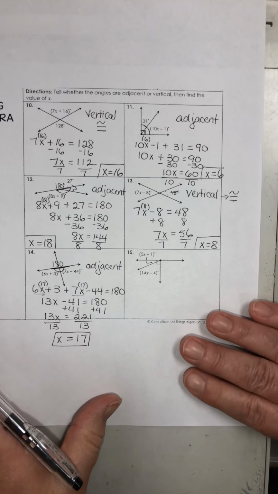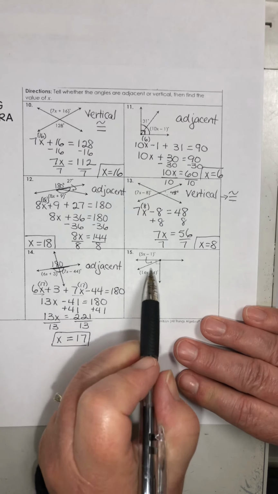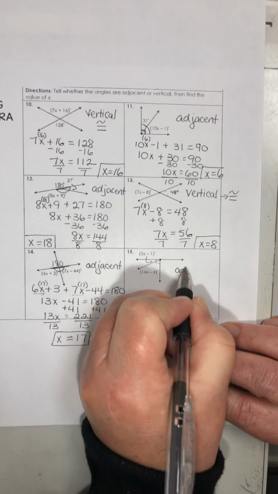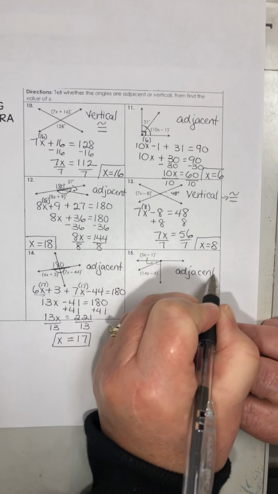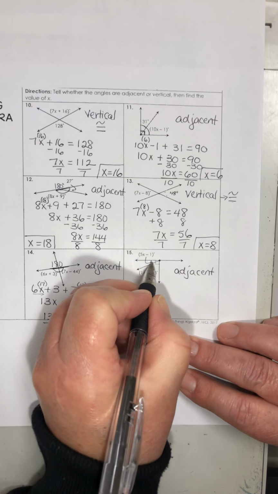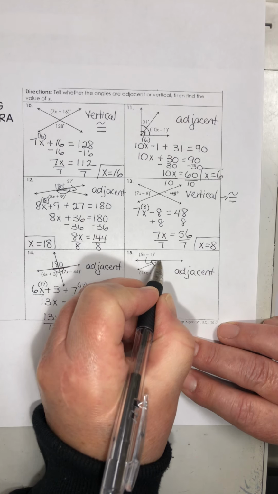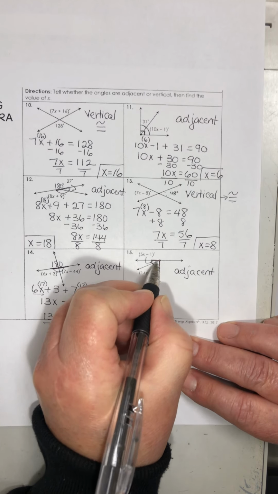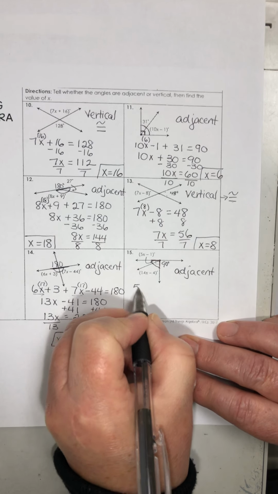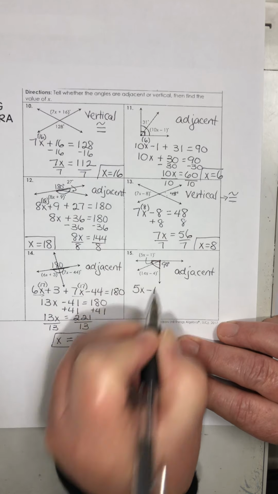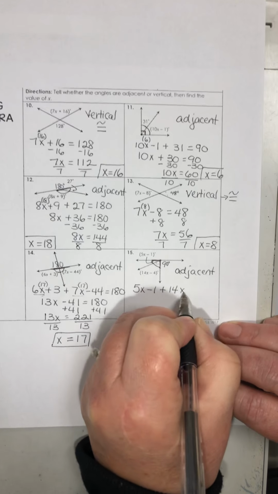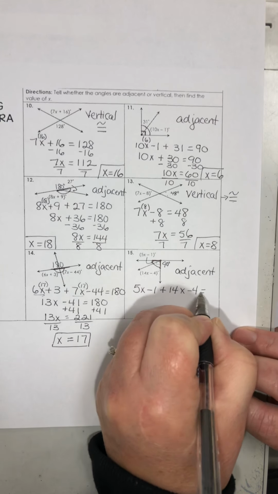And the last one, looking at the picture, we've got this angle and this angle. Looks like they're side by side, so they are adjacent. But it looks like when I put this smaller angle with this larger angle, they create this angle right here, which is a 90-degree angle. And so we're going to add the angles together. 5x minus 1, there's the smaller angle, plus the 14x minus 4, and together they equal 90 degrees.